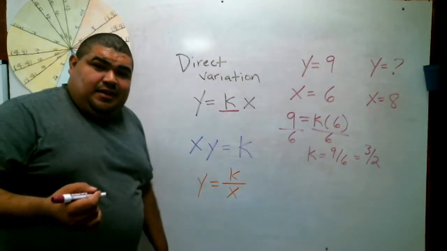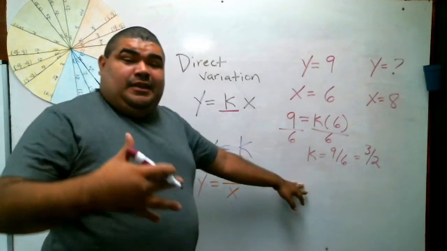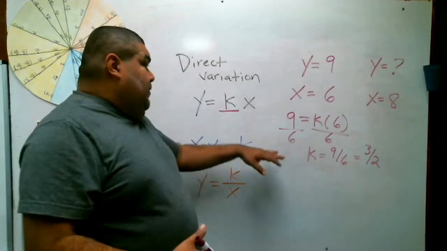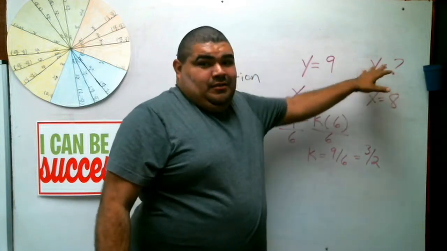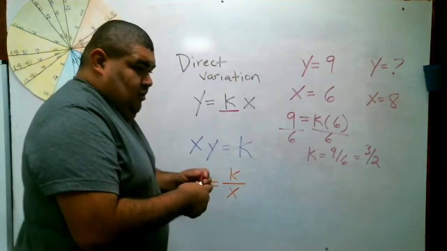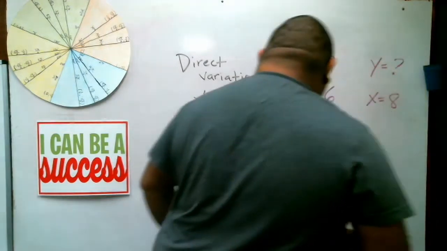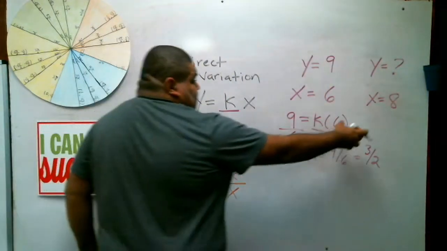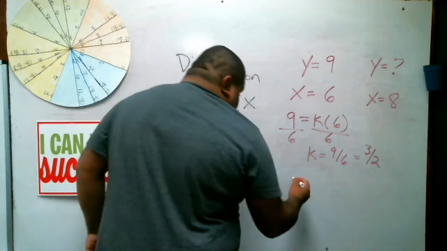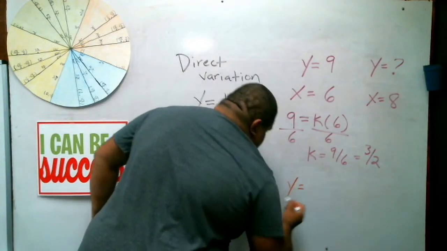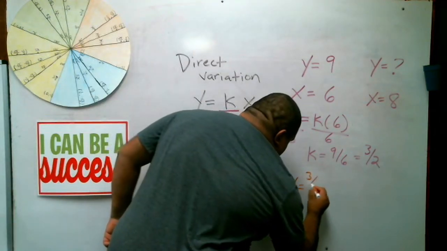Now that we know what k is, we're going to do sort of the same thing. This time, we're going to plug in 8 and k to solve for y. So let's use another color here. Again, this time we're going to use this other equation. We don't know what y is, so y equals, we know what k is, 3 over 2.